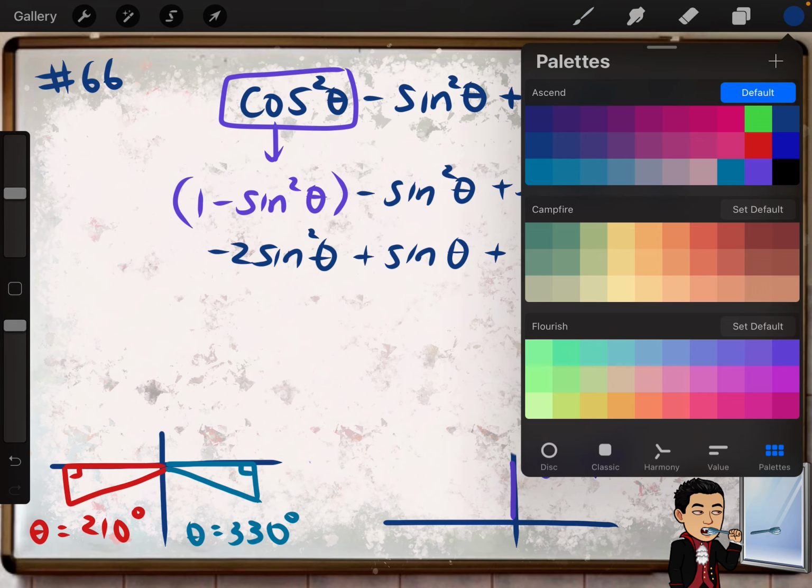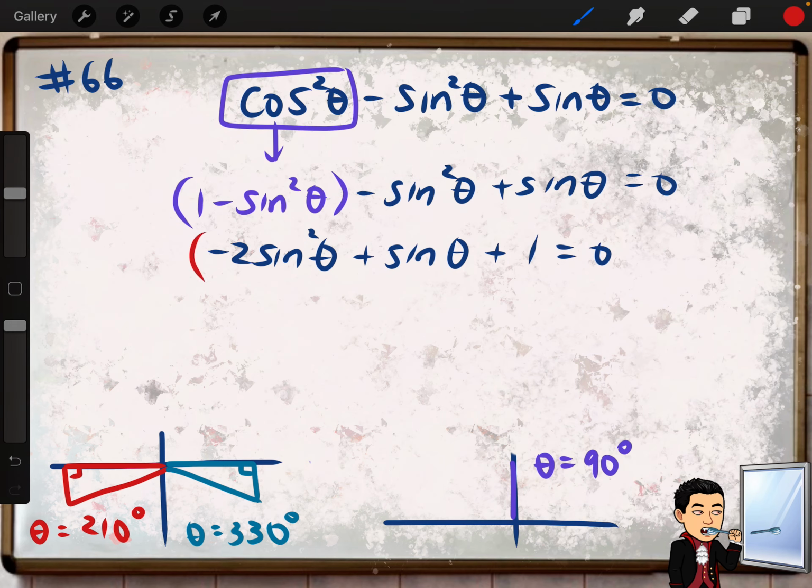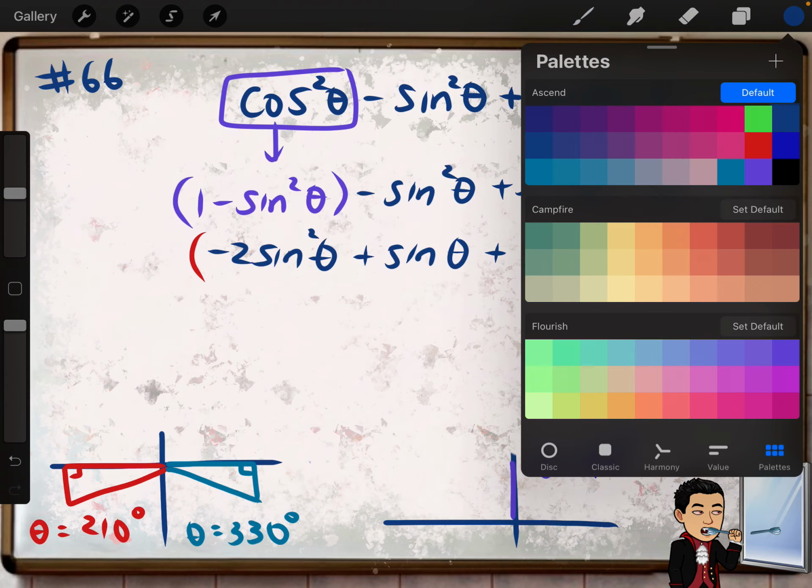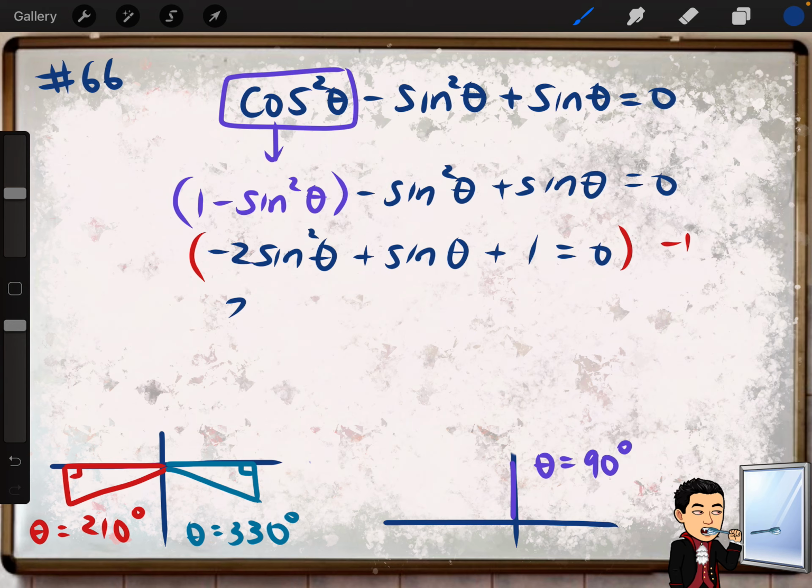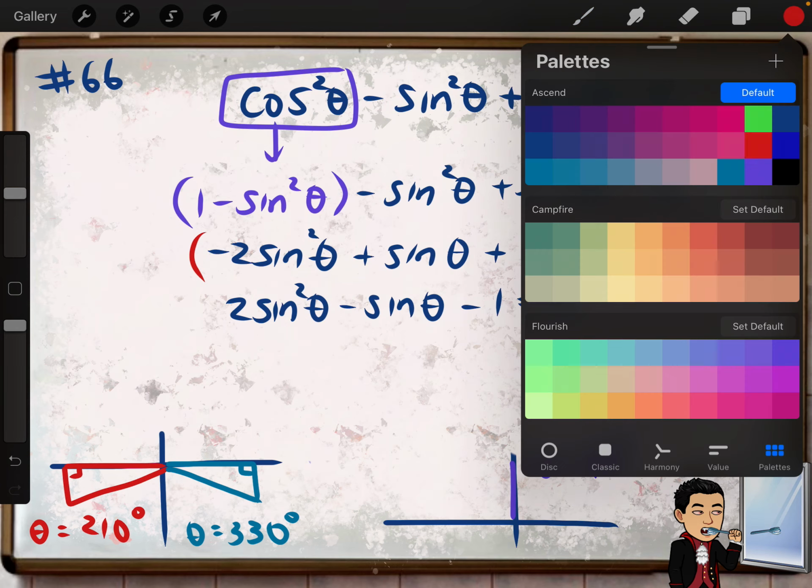Okay, what I'm going to do is multiply the whole entire equation by -1. What that does is my leading coefficient is going to be positive: 2 sine squared theta minus sine theta minus 1 equals 0. It's just a lot easier for me to handle if the leading coefficient is positive. So you can use the method I taught you earlier.